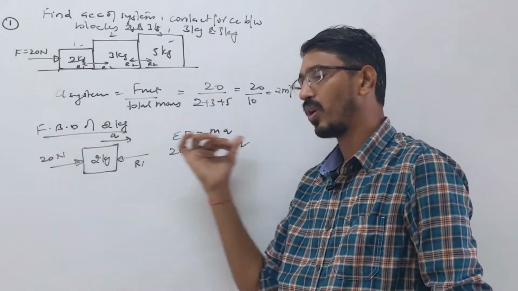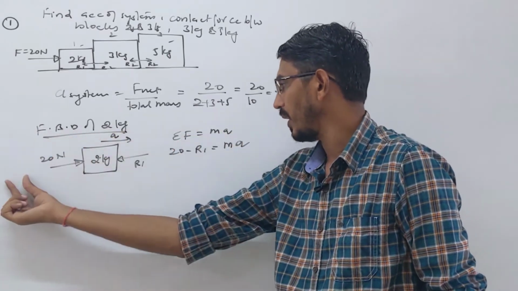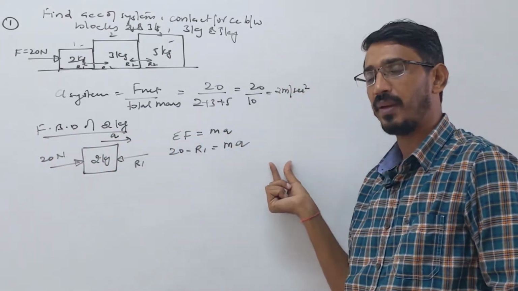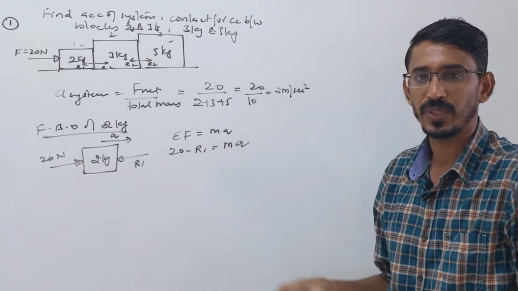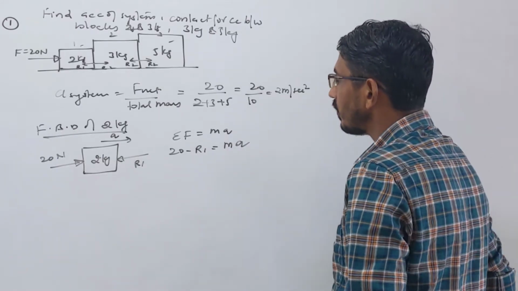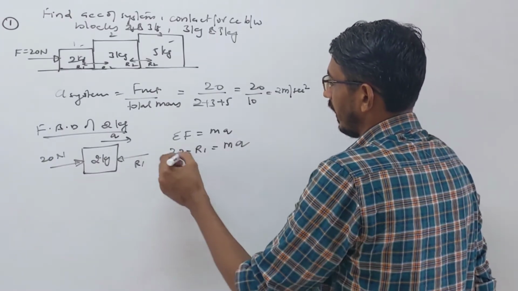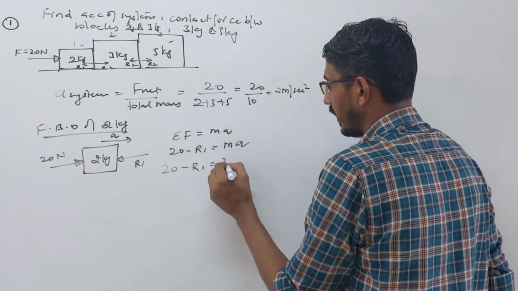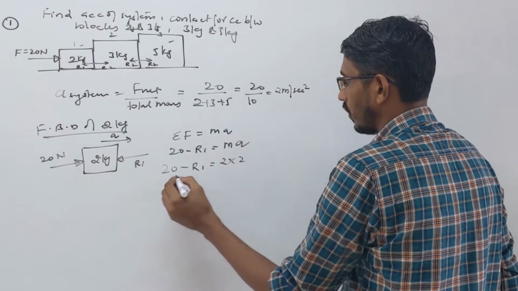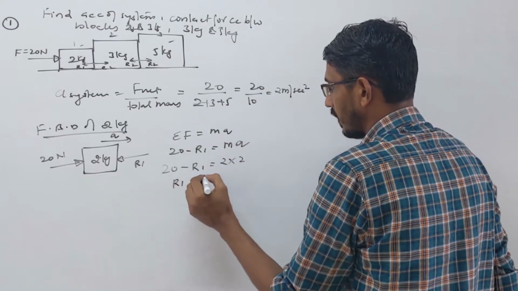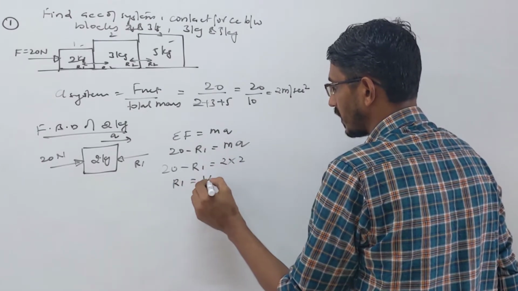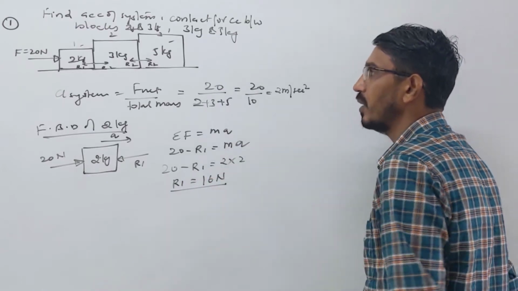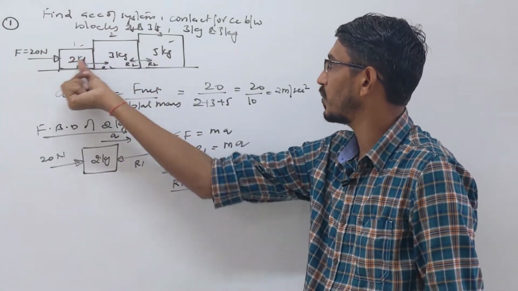Yes, that direction we call positive forces. So 20 minus R1 is equal to what? Ma. Ma is called what? Your net force. Okay. Let's calculate here: 20 minus R1, mass we know 2 kg, acceleration we have found here 2. So R1 becomes simply 16 Newton. That's your contact force between these two surfaces, right?